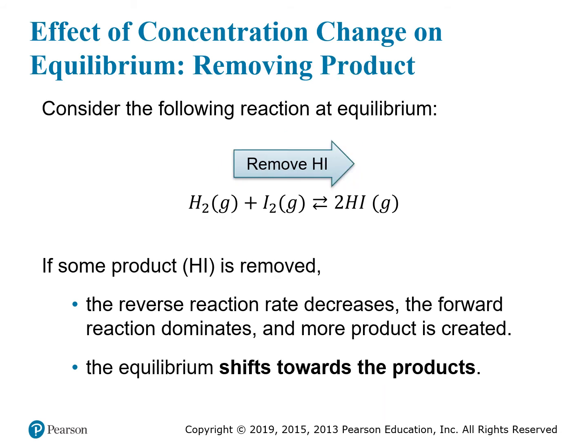Same thing if we were to remove hydrogen iodide, but in reverse. In this case, Le Chatelier's principle tells us that by getting rid of hydrogen iodide, the system will want to increase the production of hydrogen iodide by shifting to the right. And so by removing hydrogen iodide or removing any product, we're going to shift the reaction towards the product side.